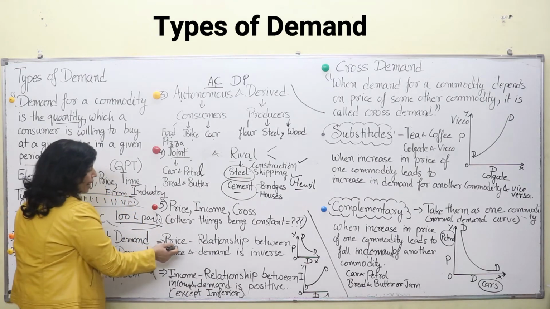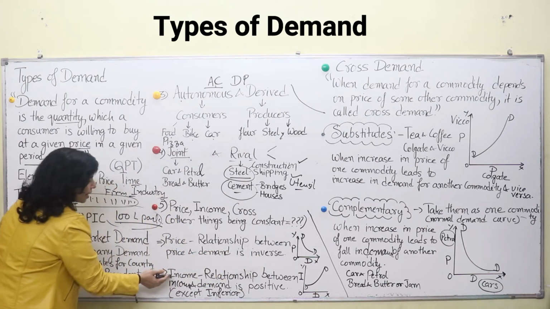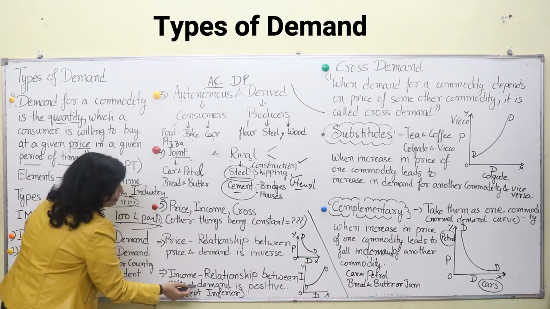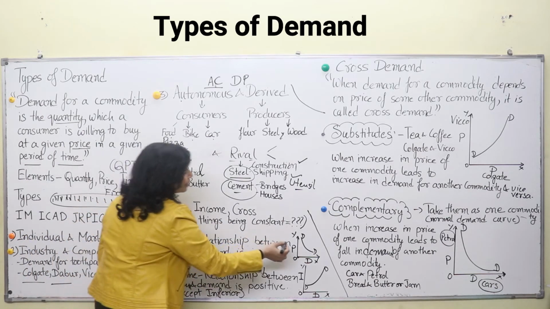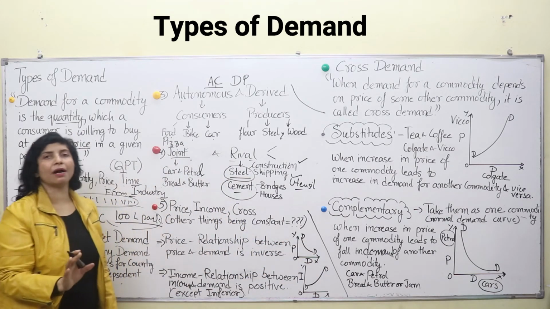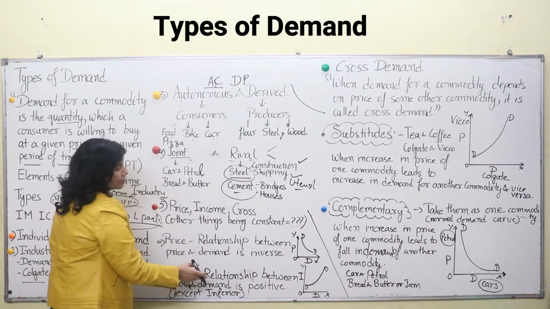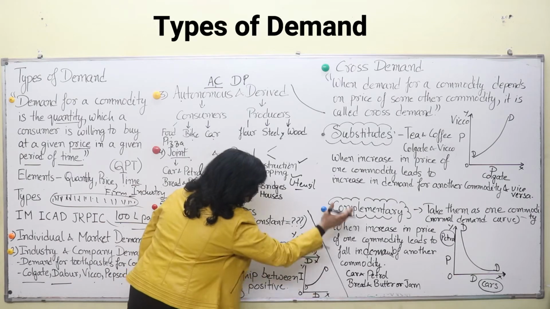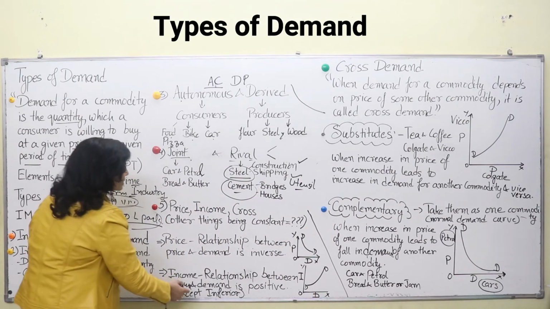So the relationship between price and demand is inverse. The relationship between income and demand is positive. The graph for price demand is negative sloping. That is the normal demand curve we have studied in our books. And the income demand curve is positively sloped, from left to right. Then, except inferior goods.